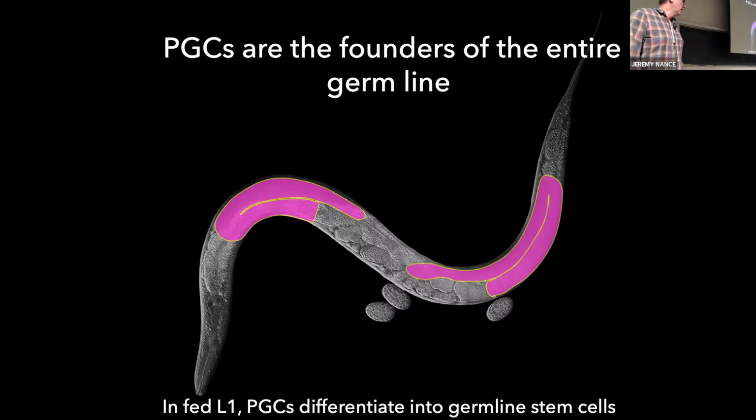And so this begins, as I mentioned, only if there's food. And the primordial germ cells differentiate into what are called germline stem cells at this stage. So those are the proliferative germ cells that undergo eventually gametogenesis.